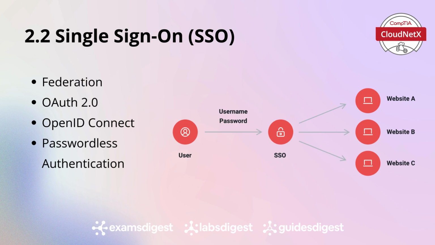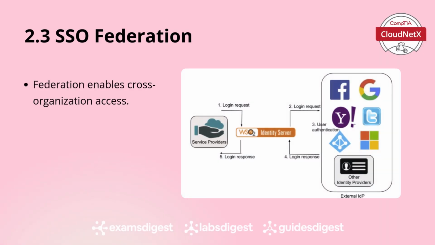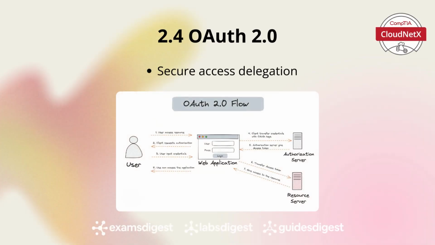Single sign-on allows users to authenticate once and gain access to multiple systems or applications without the need to log in repeatedly. SSO becomes even more powerful when combined with federation, which enables secure collaboration between organizations. For example, a user from Company A can securely access shared resources in Company B using their existing credentials, thanks to federated trust.